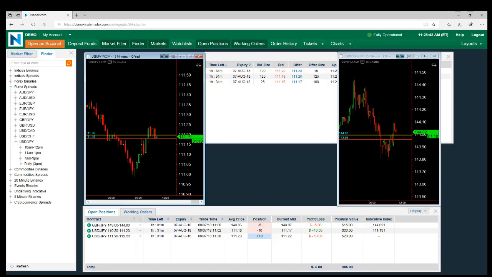Let me get my lines on here for you. So now in this case, I'm short here at 111.18, but I'm also long at 111.23. So this is my long price, this is my short price. The 111.20 is actually acting as both my floor and my ceiling right now. It's another way that you can actually do the binaries.